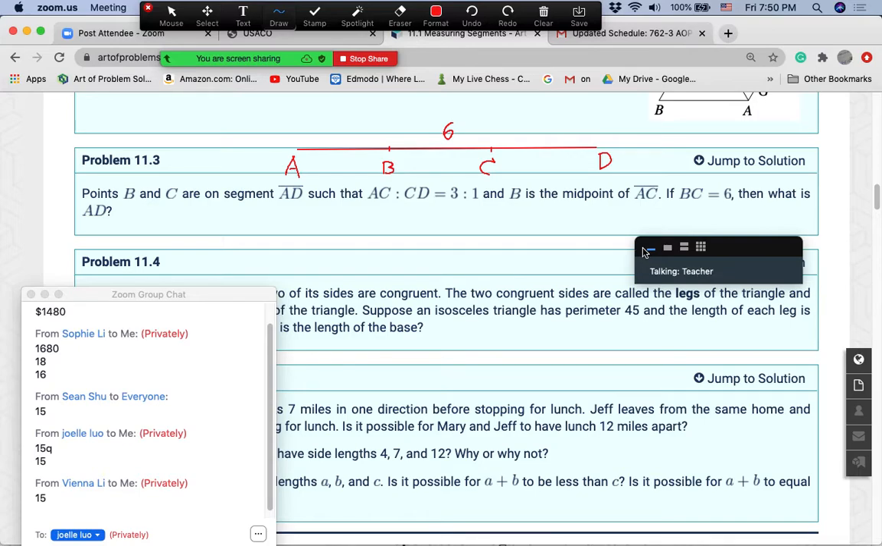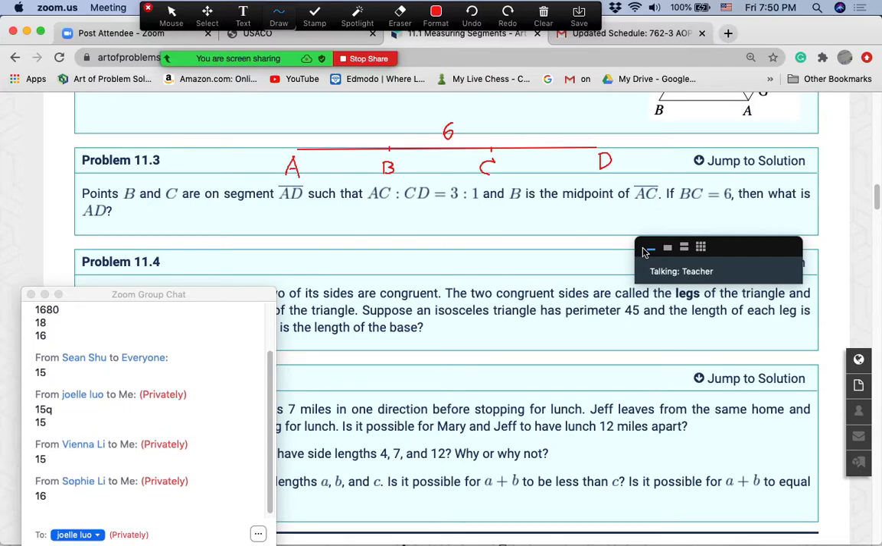Everybody do it. You know, what I draw here is not to scale. You cannot just look at what I draw here and get your answer. You need to base it on the problem they give you. They ask you how long is AD.